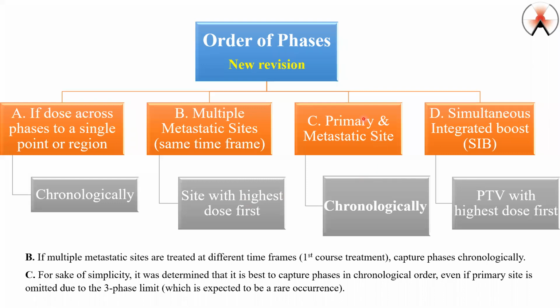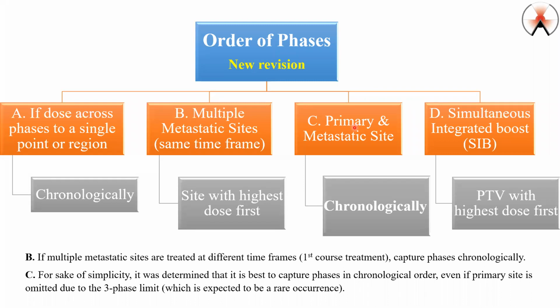If you have the primary and metastatic site, this is the one that we revised. My older slides will have that you will code the primary site first. But again, when we got together to revise the CTR manual, the guide, we decided, you know what, let's just keep it chronologically because that will just make it easier to keep that in mind. The overriding rule in the order of phases is chronologically.